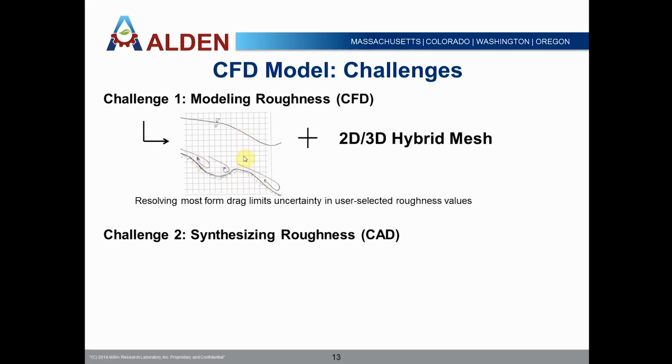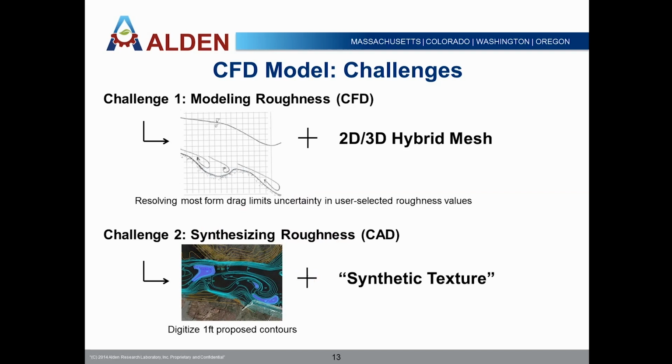Of course, we end up with a bunch of grid cells when we do that, which becomes very awkward. So what we ended up doing was a hybrid approach, where part of the domain is in 2D and part of it's in 3D. The second challenge was, how do we synthesize this roughness? We don't have the proposed surface surveyed. There is no proposed surface yet. So we had to somehow synthetically roughen the surface in CAD. We start off with kind of 1 foot contours that create a smooth surface, and then we synthetically texturize that.